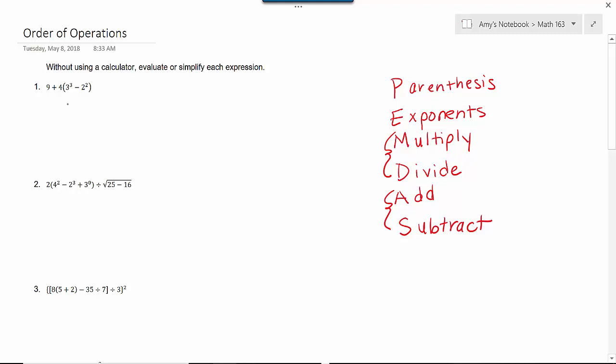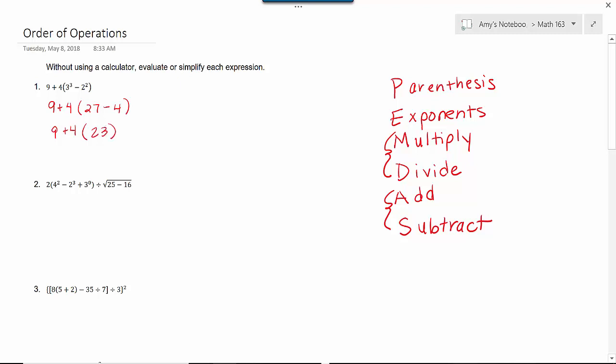Number 1, 9 plus 4 times the quantity 3 cubed minus 2 squared. And we're looking inside the parentheses first. So we need to do all operations inside the parentheses. So 3 cubed is 27 and 2 squared is 4. Inside the parentheses, 27 minus 4 is 23.